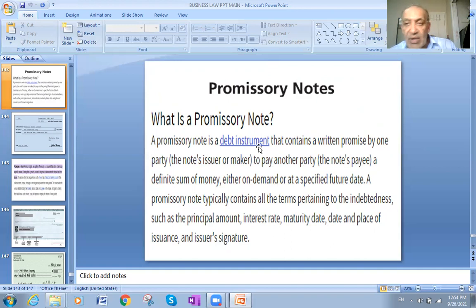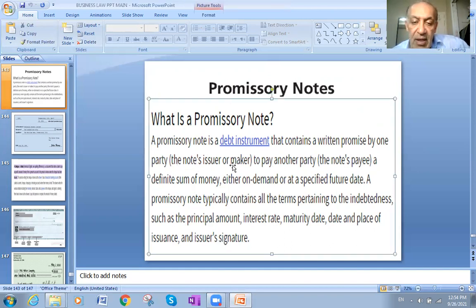I owe you money, so I have to pay, so I will pay by the promissory note that contains a written promise by a party, the note's maker, to pay another party, the note's payee, a definite sum of money, either on demand or on a specified future date. A promissory note typically contains all the terms pertaining to the indebtedness, such as the principal amount, the interest rate, the maturity date, the date and the place of issuance, and the issuer's signature.